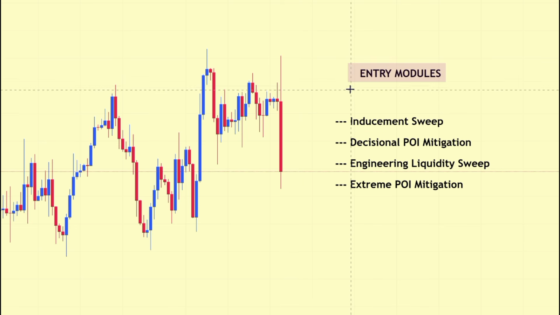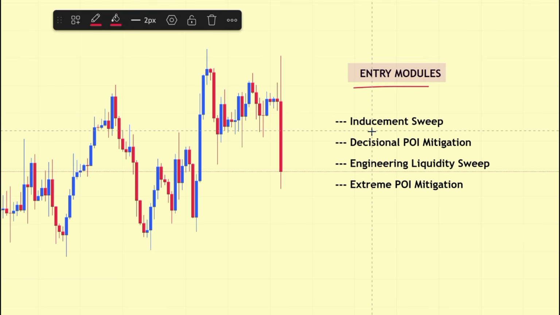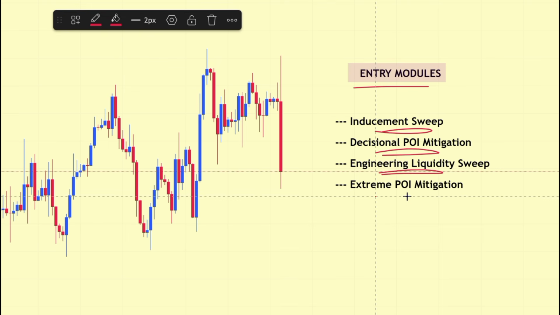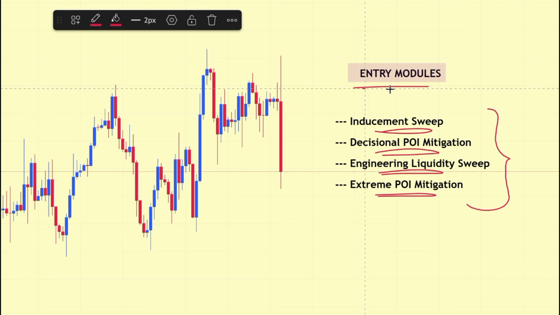Alright, so in True SMC there are 4 entry modules, and that is the Inducement Sweep entry module, the Decisional POI Mitigation. By POI I mean either an order flow or an order block, so take note of that. And then we have the third entry module, that is the Engineering Liquidity Sweep, and the most sensitive one, or the highest probability one, that is the Extreme POI Mitigation. So these here are the 4 entry modules in True SMC. And so without wasting any time, let's get to the first one, that is Inducement Sweep entry module.